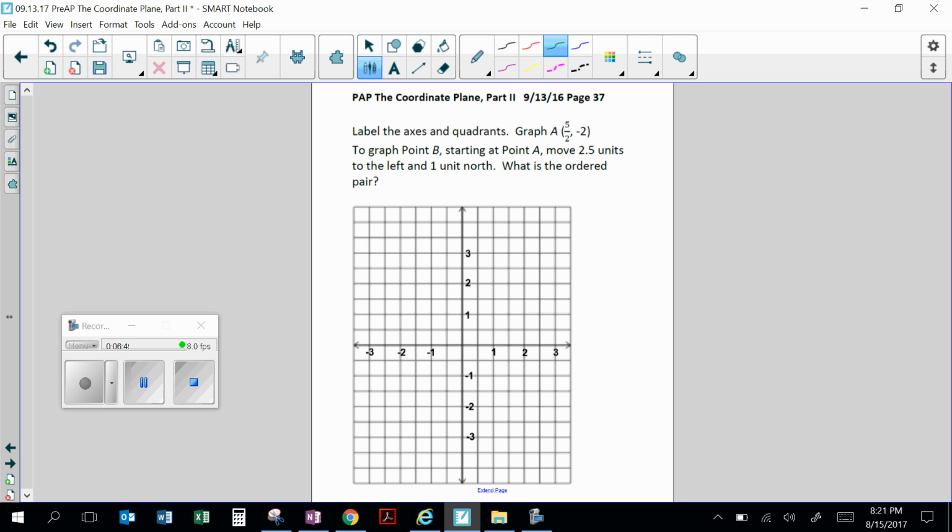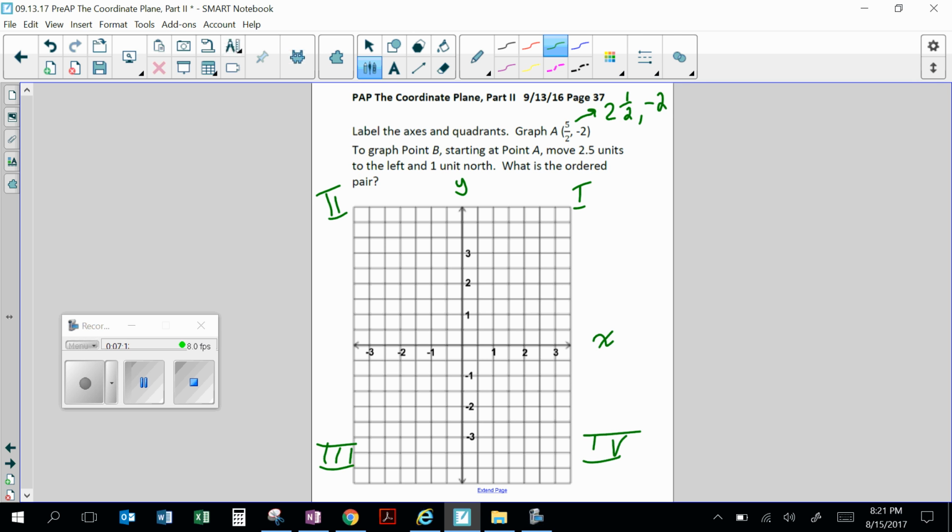Label the axis and quadrant. X-axis, y-axis, big C. So this must be quadrant 1, quadrant 2 to make a C, 1, 2, 3, and this is quadrant 4. Graph point A, 5/2, comma, negative 2. What's another way to say 5/2? We just did it in our previous one. It's 2.5, comma, negative 2.